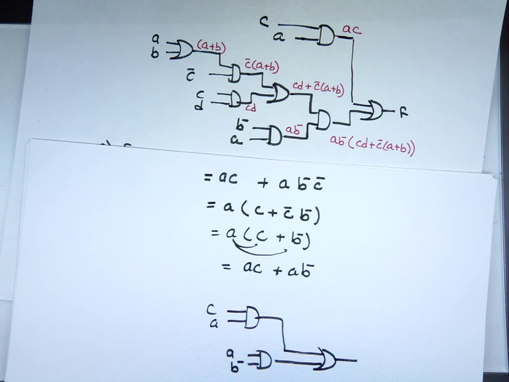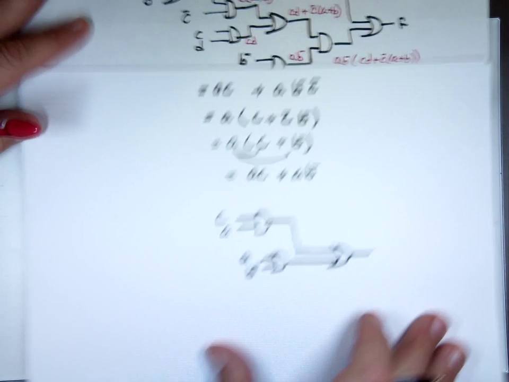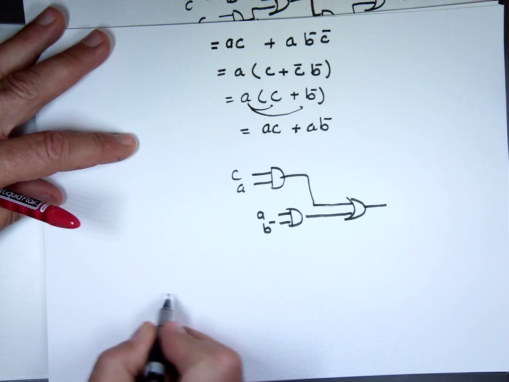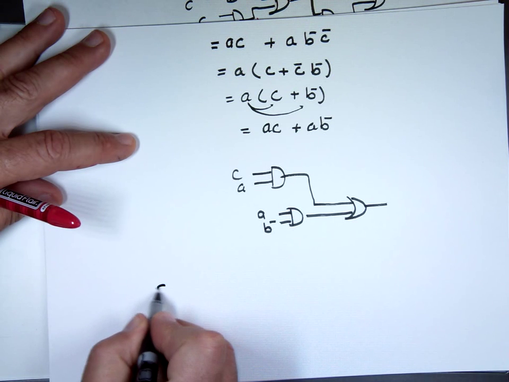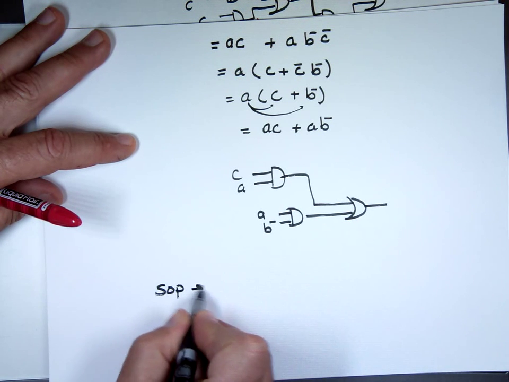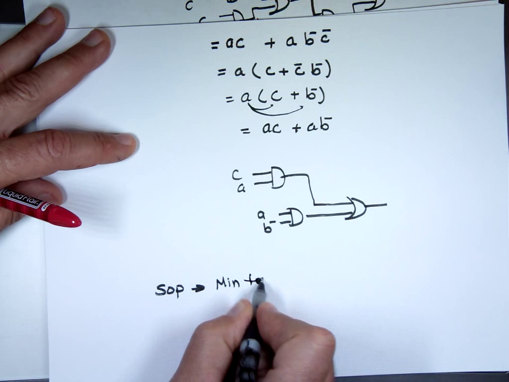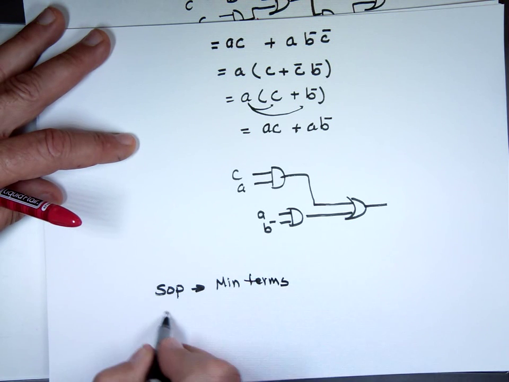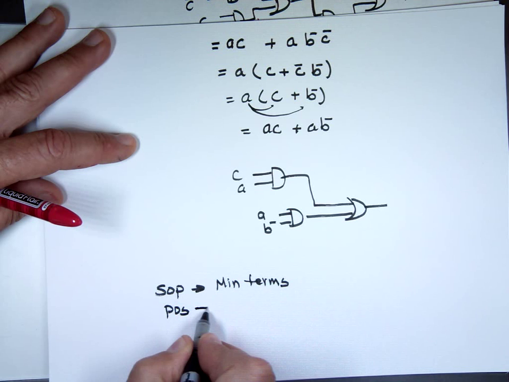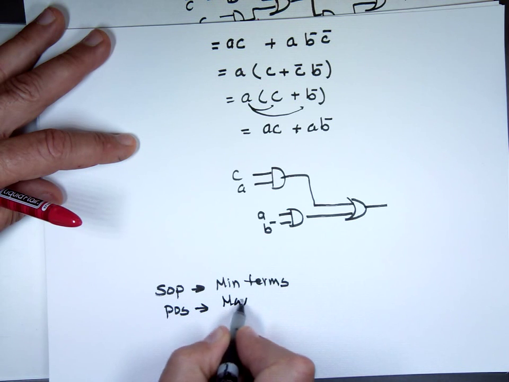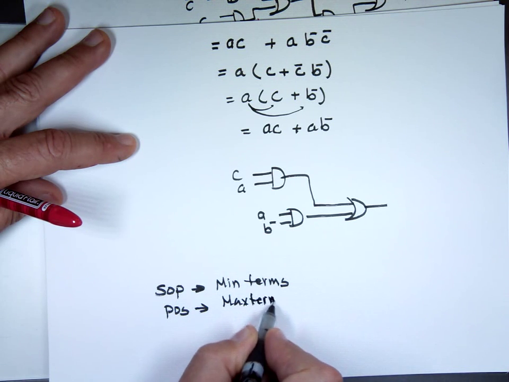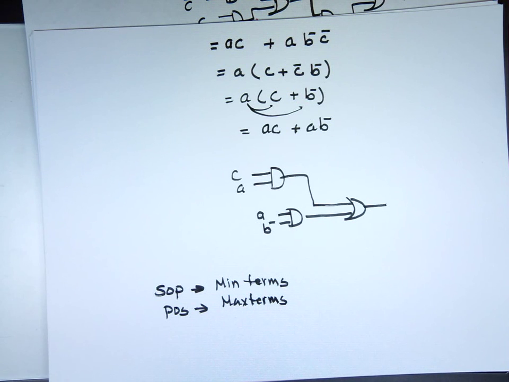By the way, when you are in sum of product, we call those the min terms. When you're in product of sum, that's called max terms. So sometimes you have the words min terms, max terms, you know.